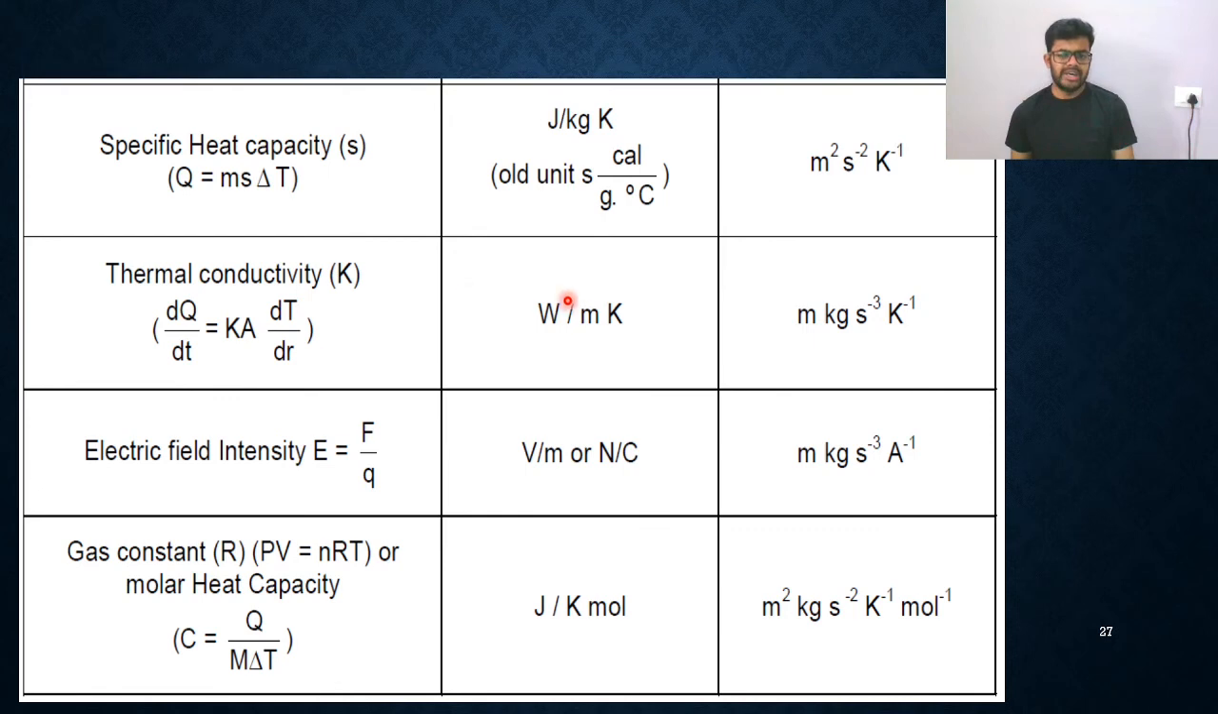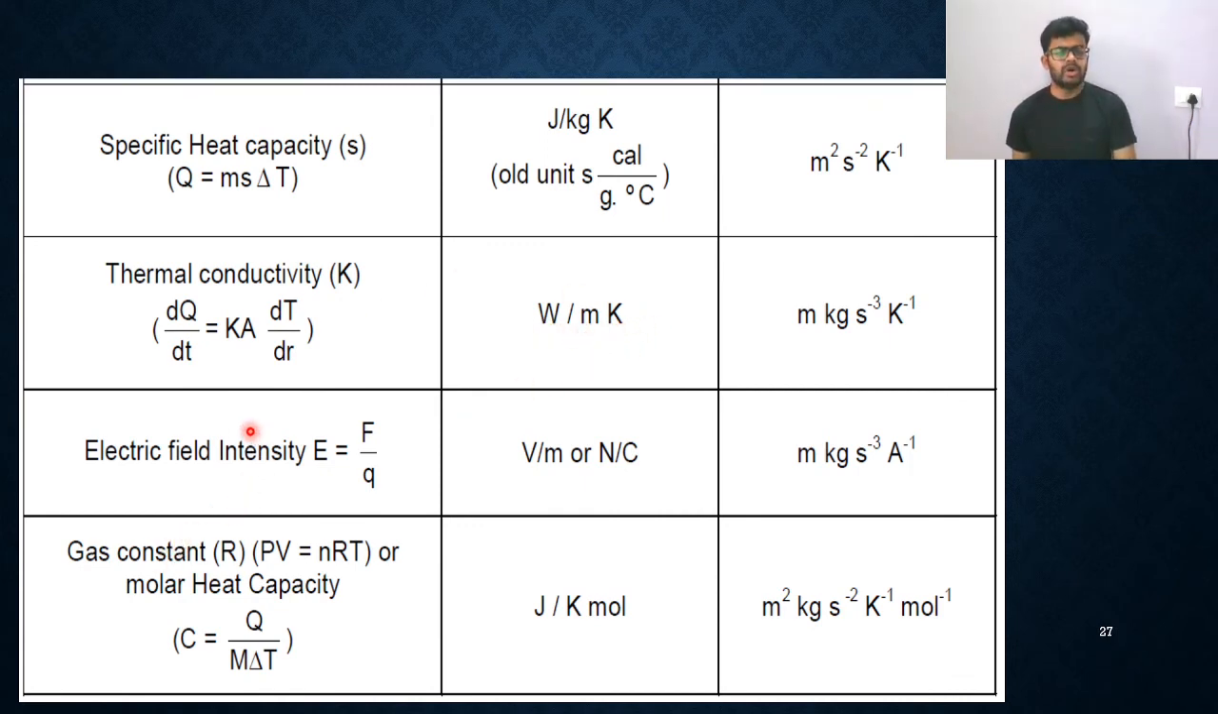How to find it? So rate of flow of heat. Simply speaking, heat is joule, right? And per second. We are talking about thermal conductivity K, this constant. So dQ by dt is the rate of flow of heat, that is K A dt by dr. K is thermal conductivity, A is area, dt is change in temperature, and dr is just length. So directly you'll get watt per meter per Kelvin.